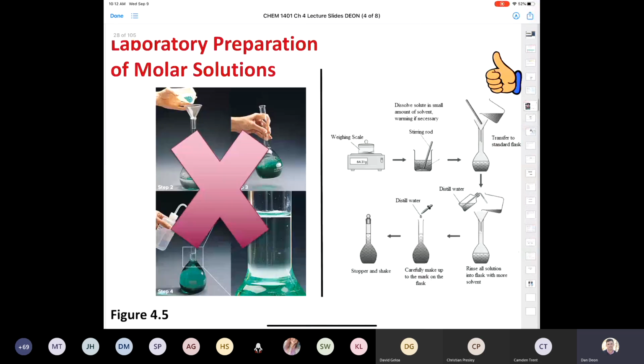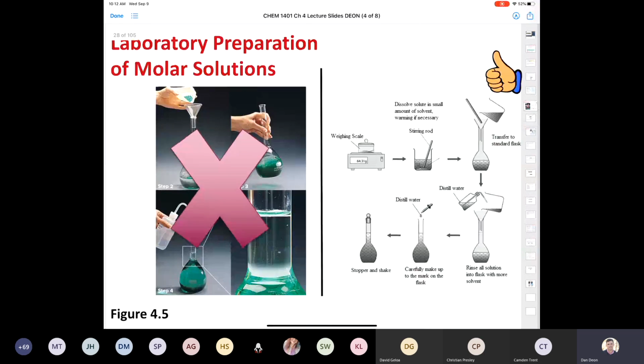All righty. Here's something that doesn't have a problem. This is just dealing with how you make a solution in the lab if you wanted to dissolve a solid ionic compound and make a solution of it.